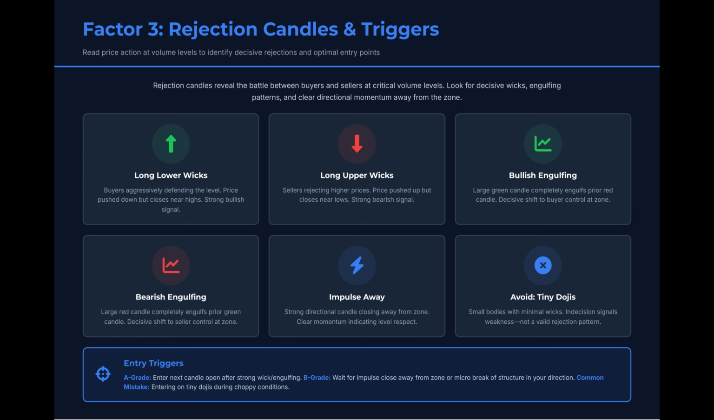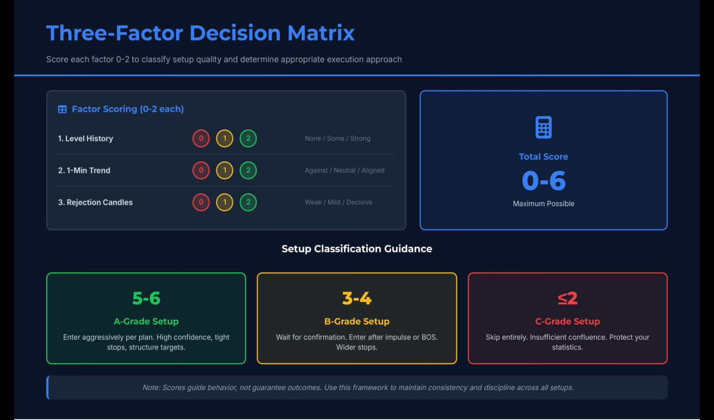Now let's move to slide 10, the 3-factor decision matrix, where we bring all 3 factors together into a complete scoring system. Welcome to the 3-factor decision matrix, where we bring everything together into a complete objective scoring system for every trade decision. This is the moment where theory becomes practice. You've learned the 3 factors individually: level history, trend definition, and rejection candles. Now I'm going to show you exactly how to score them, add up the totals, and classify every single setup you encounter. Let's establish the framework.